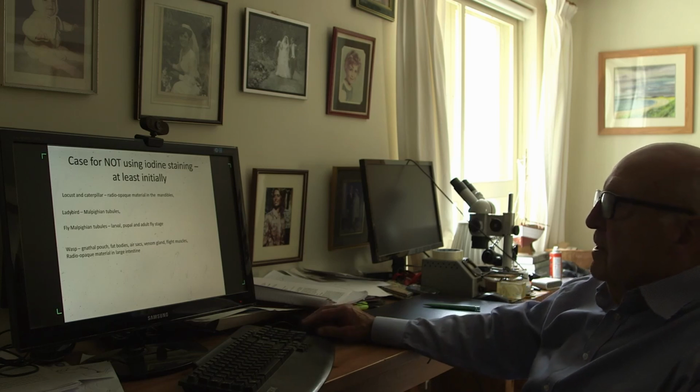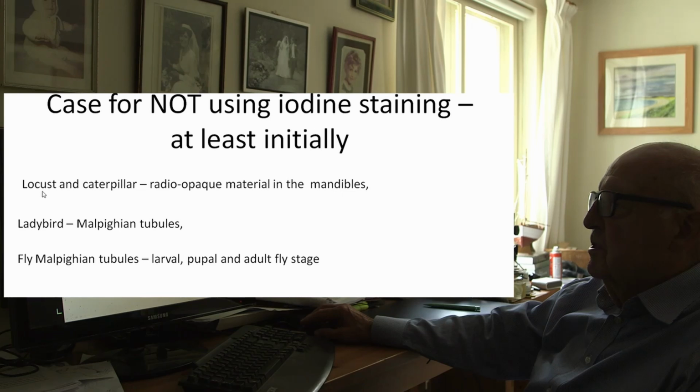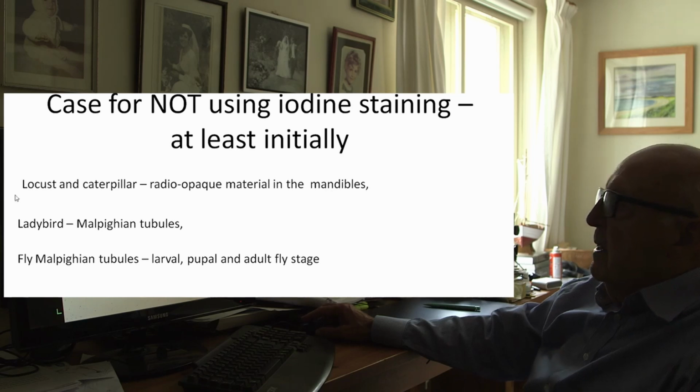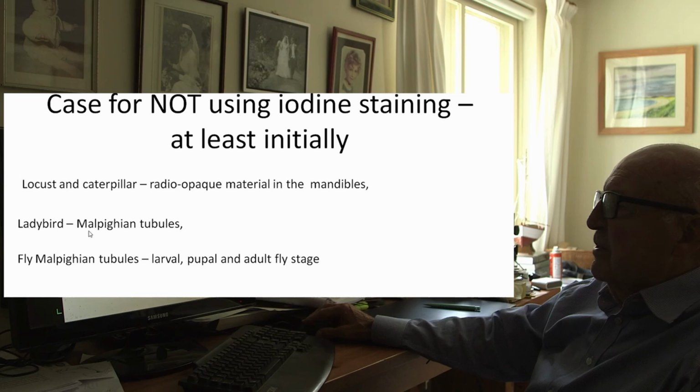As examples, I'm going to look at a locust and a caterpillar, which both have radio-opaque material in their mandibles, which one would definitely miss if you went straight to Lugol's iodine staining. I'm going to look at the Malpighian tubules, the kidneys, if you like, of the insect, of both a ladybird and then a fly, a blow fly, in both the larval, pupal and adult stage.